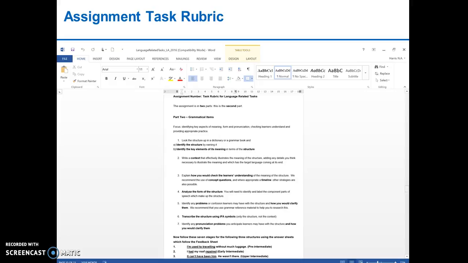Part 5 asks you to look at problems and confusions which are associated with the structure. And Part 7 does something similar. It asks you to look at problems and confusions associated with pronunciation. And for both Part 5 and Part 7, you should provide strategies for overcoming these problems.